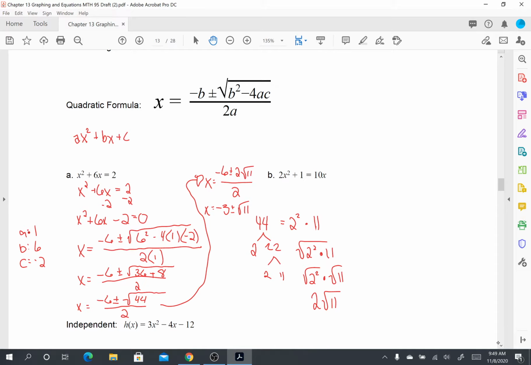This should look relatively familiar. Pretty sure I just asked this question above and we solved it by completing the square. And we're getting the same answer. This is a good sign.